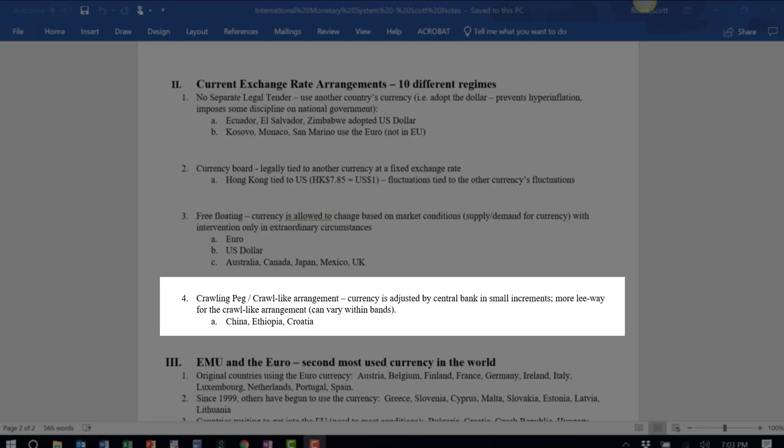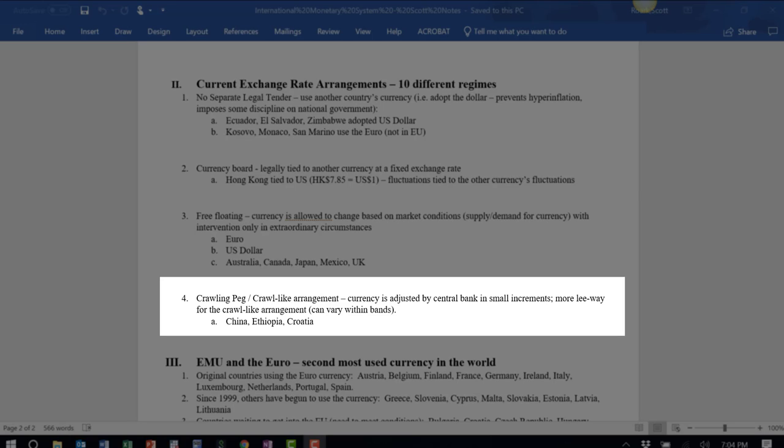And then the last regime is the crawling peg or a crawl-like arrangement. So this is where the currency is adjusted by the central bank in small increments. There's more leeway for the crawl-like arrangement, so that the exchange rate might be allowed to vary within bands. But it's a managed exchange rate, so the central bank and the government are keeping an eye on it, making sure it's at a certain level or within a certain range, and they're intervening to keep it that way.